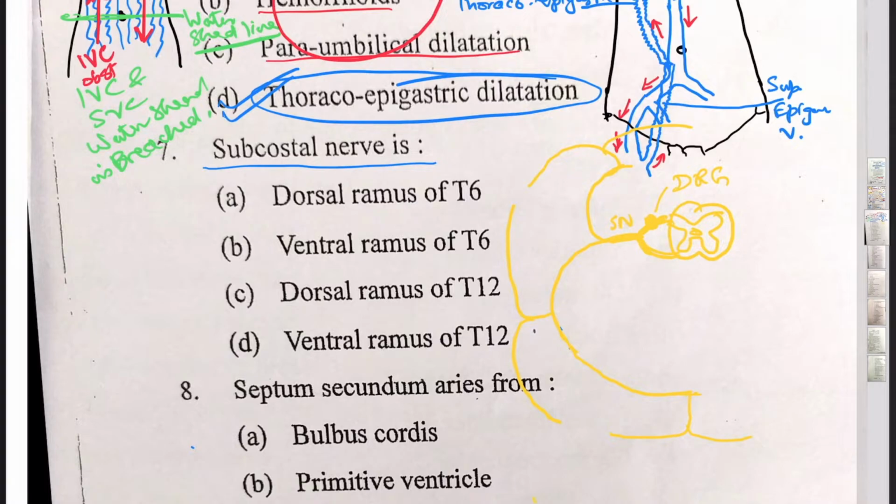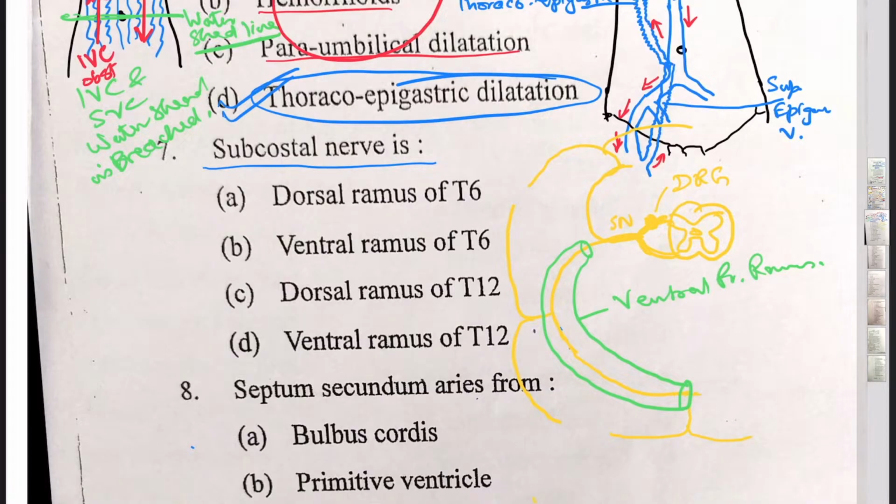These ventral primary rami enter between the ribs to form the intercostal nerves, or thoraco-abdominal nerves. The lower six thoracic nerves also supply the abdominal wall, so that's why they are called thoraco-abdominal nerves. All of these nerves are actually the ventral primary ramus.